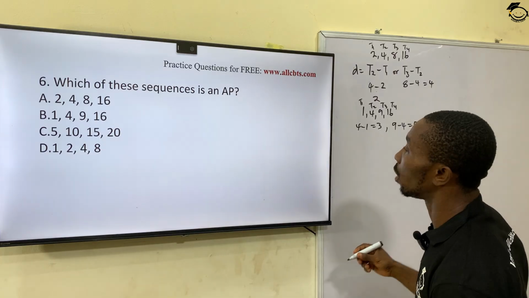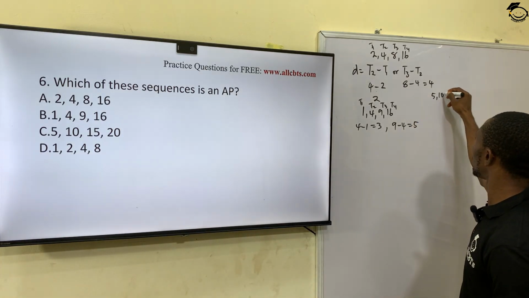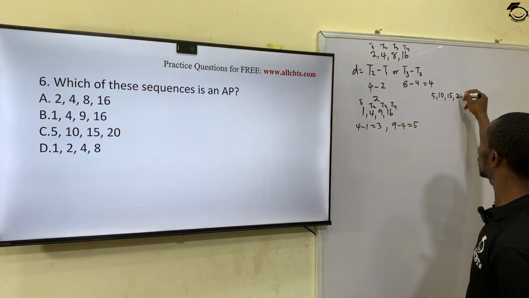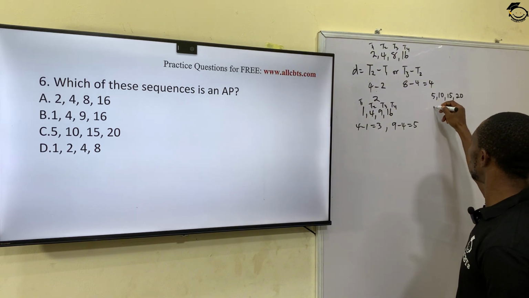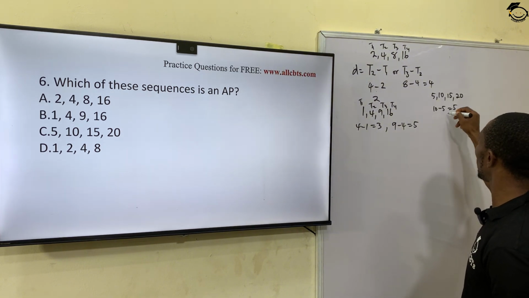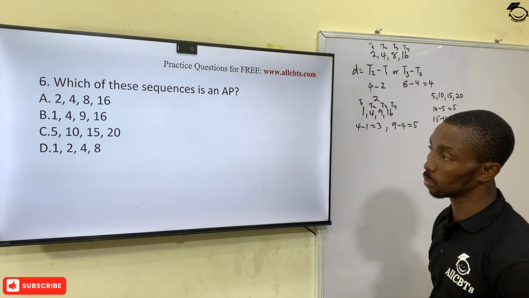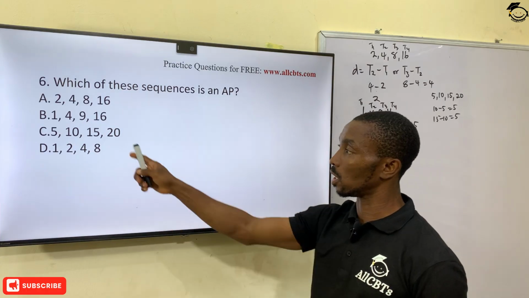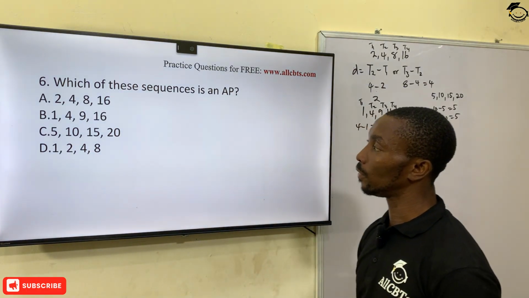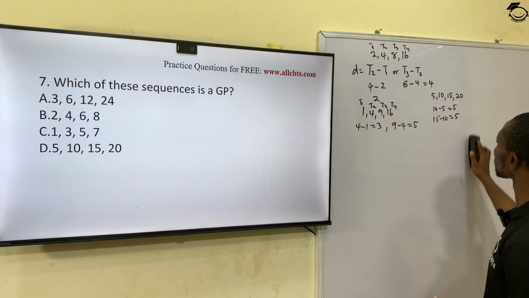Now, to the third one, we have 5, 10, 15, and 20. So this will be 10 minus 5, which is 5, and 15 minus 10, which is 5. So the correct option there would be C, which is 5, 10, 15, and 20.